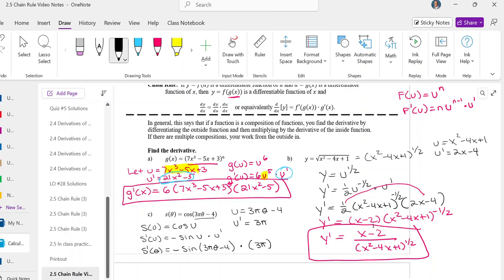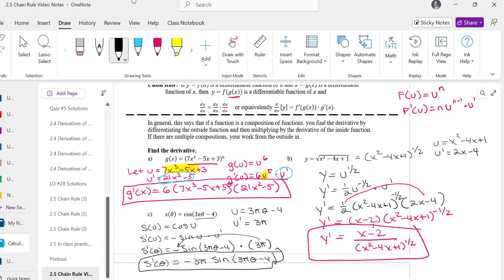Well, remember, you can't multiply these. If you're multiplying, this goes to the front, and it becomes s prime of theta equals negative 3 pi sine of 3 pi theta minus 4. Final answer.